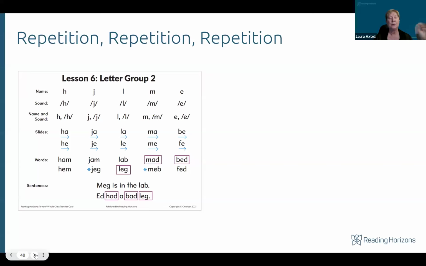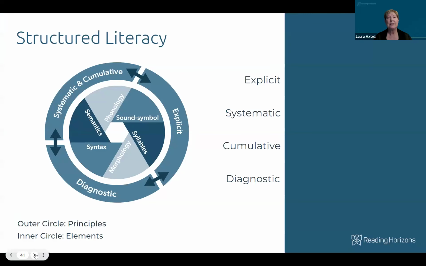But we move from sounds to words to sentences and reading and writing. So structured literacy has been found to be the most successful way for providing these kinds of services to English learners, as well as students who are learning to read and write in English. That's a term adopted by the International Dyslexia Association.